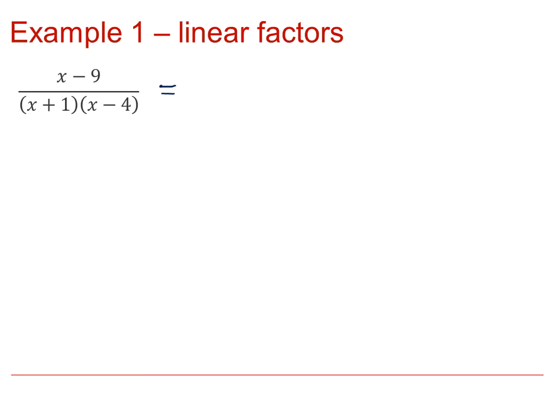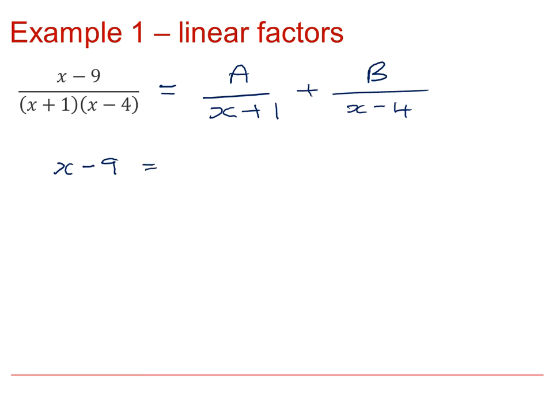So, we know that the denominators are going to be x plus 1 and x minus 4, but we're not sure about the coefficients or the numerators for each of those fractions. If we were to multiply up by (x plus 1)(x minus 4), we would get that x minus 9 equals A(x minus 4) plus B(x plus 1).